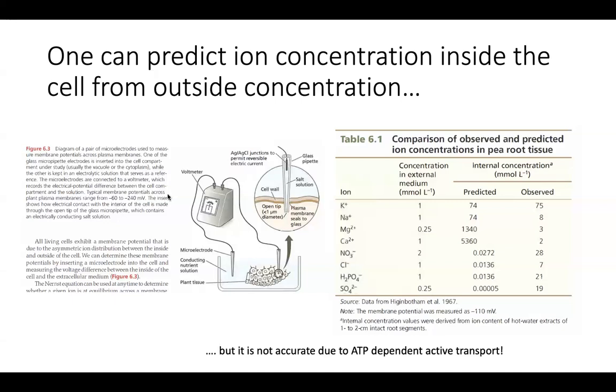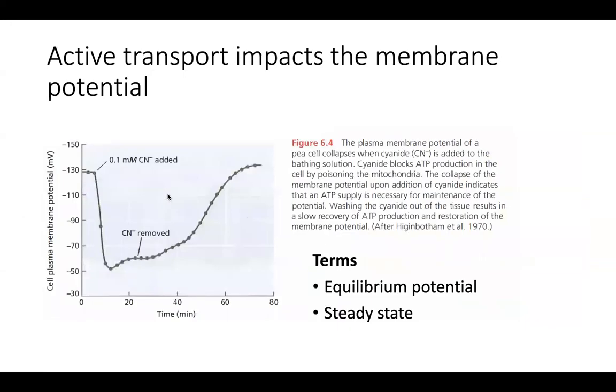Okay, so to examine how effective this energy-driven, active transport is, the scientists put in a chemical called cyanide, which blocks the active transport, and then they measured the membrane potential. Normally the membrane potential was 130 millivolts, but when the energy is taken out, like an artificial membrane, the voltage would drop to -50.